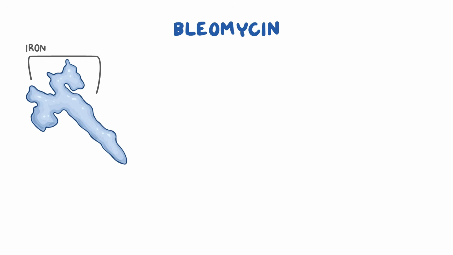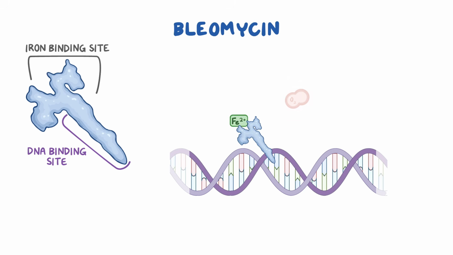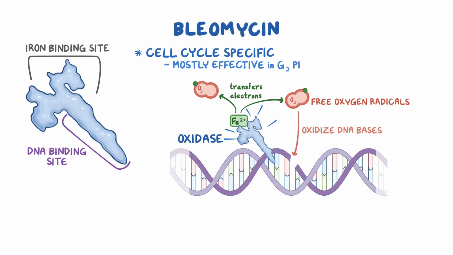Alright, let's start with bleomycin, which is a peptide that has an iron binding site on one end and a DNA binding site on the other end. Bleomycin binds to the DNA strand, and in the presence of oxygen, it becomes activated and acts as an oxidase, which means that it transfers electrons from the iron to the oxygen molecule, generating free oxygen radicals. These oxygen radicals oxidize DNA bases, causing breaks in the DNA strand. Note that bleomycin is a cell cycle specific medication that is mostly effective in the G2 phase.